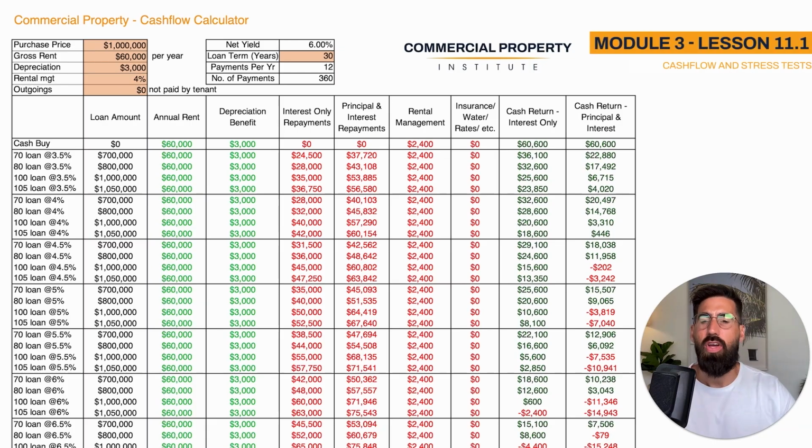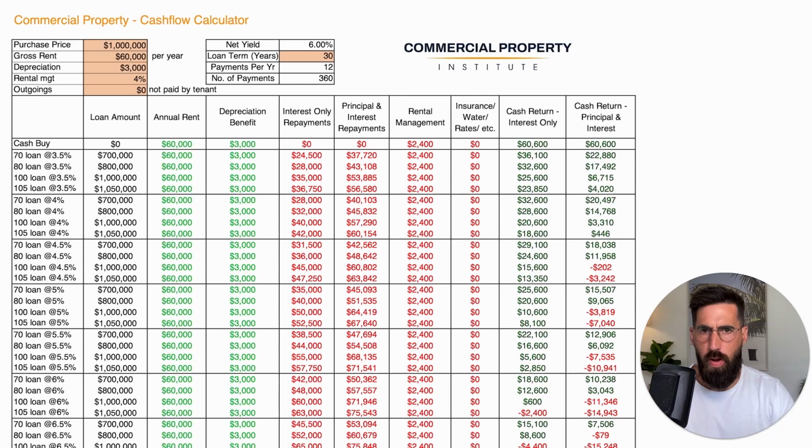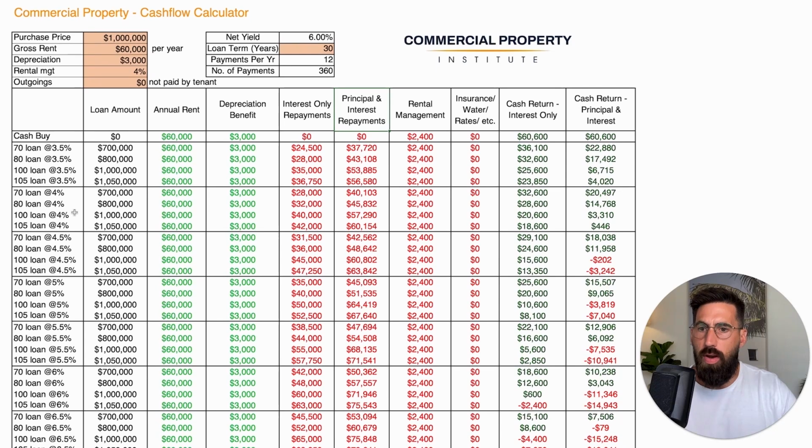Today we're going to look at the commercial property cash flow calculator and how to use this Excel spreadsheet. The main purpose of this spreadsheet is to work out what the cash flow looks like on any particular commercial property. And the main benefit of this is you can look at whether you're on an interest-only loan or a principal and interest loan, as well as at varying different interest rates.